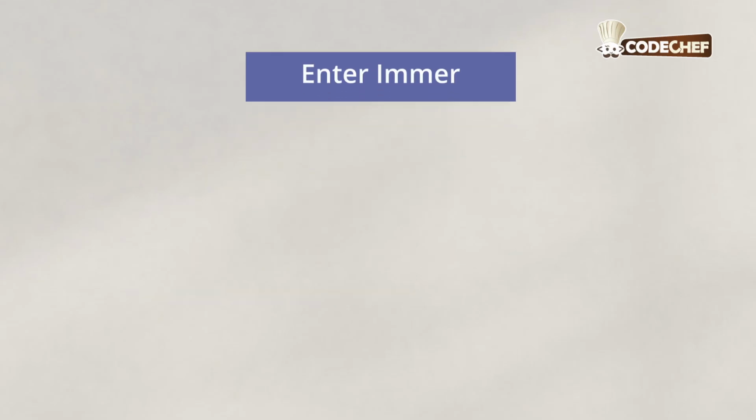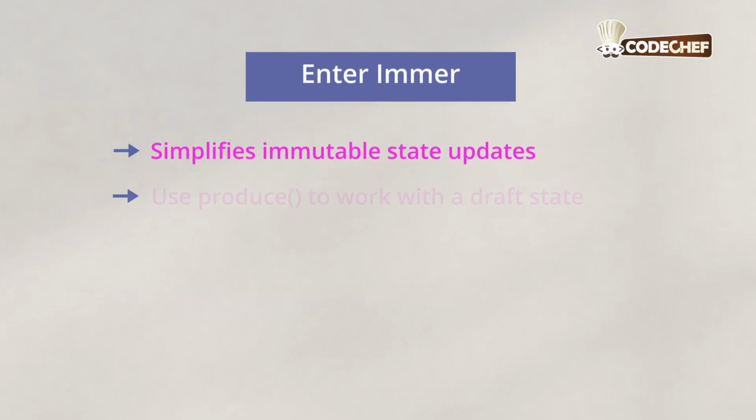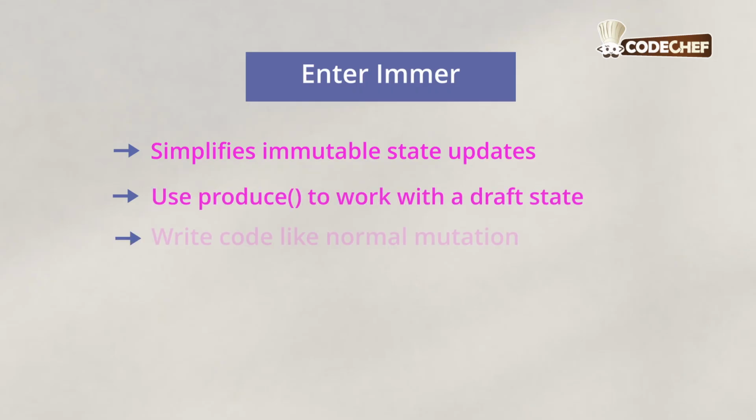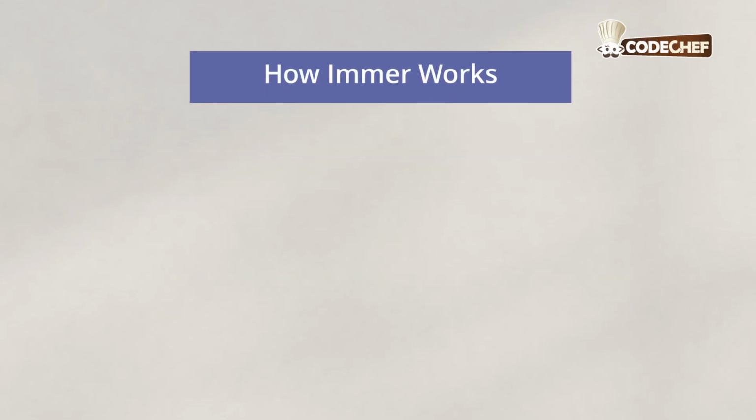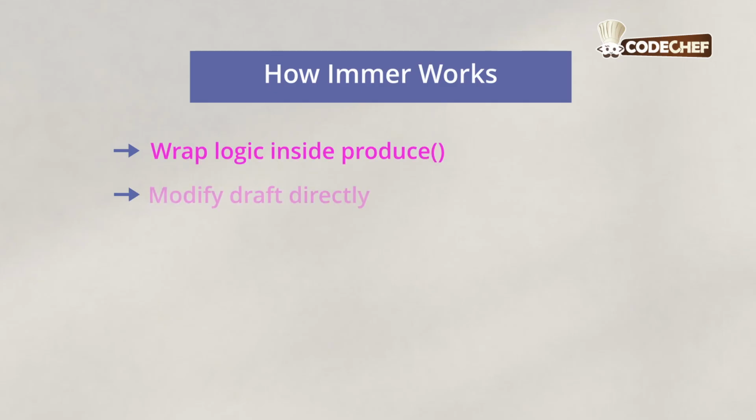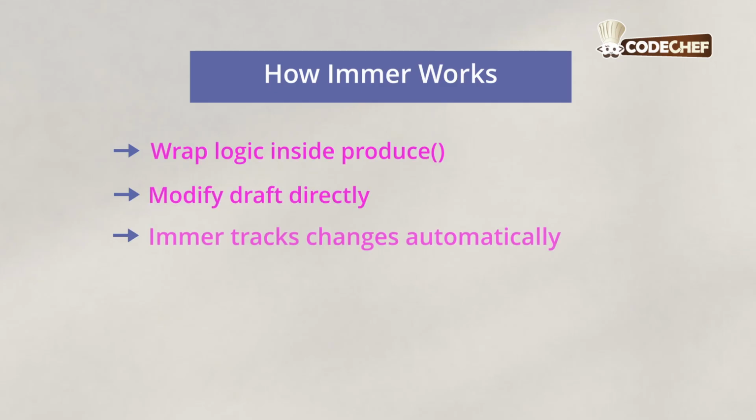This is where Immer helps. Immer lets us write code that looks like we are directly modifying state, but behind the scenes, it keeps everything immutable. So we get simpler code without breaking React's rules. So how does Immer work? We wrap our logic inside a produce function. Immer gives us a draft version of state and we can change it directly. Once we are done, Immer automatically creates the new immutable state for us.